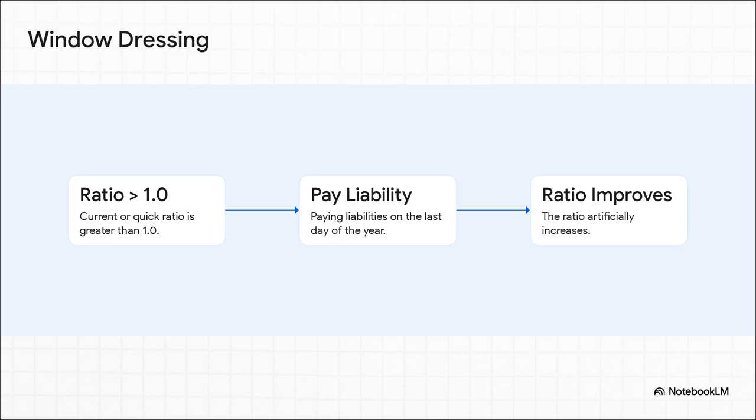This brings us to a classic exam scenario, window dressing. Let's walk through a little mini narrative here. Imagine a company whose current ratio is sitting just above 1.0, let's say 1.2. The manager knows investors really want to see a stronger liquidity position. So what do they do? Well, on the very last day of the year, they use cash to pay off a chunk of current liabilities. Now, because the ratio is already greater than 1.0, mathematically, reducing both the numerator and the denominator by the exact same amount actually pushes the ratio higher. The business hasn't fundamentally improved its long-term liquidity at all, but they've artificially dressed up the balance sheet literally just in time for that year-end snapshot.